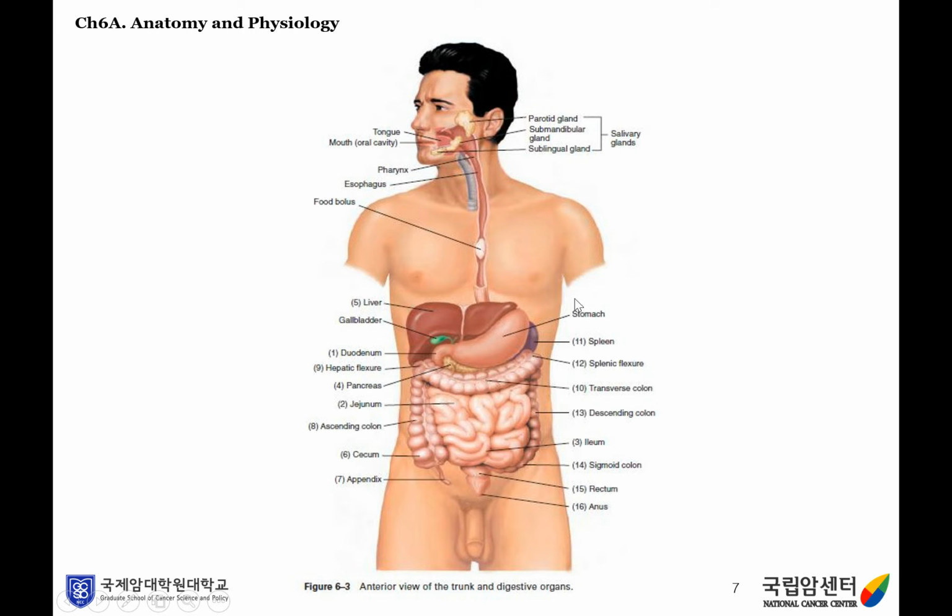And also you need to look at the surrounding organs related with the GI system. For example, there is another digestive organ, the liver, gallbladder, and also regarding the colon, there is a hepatic flexure near the liver, and also there is a splenic flexure near the spleen.